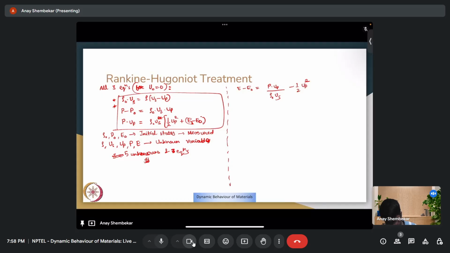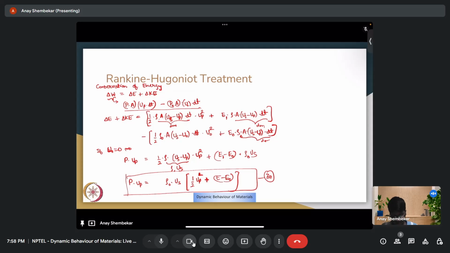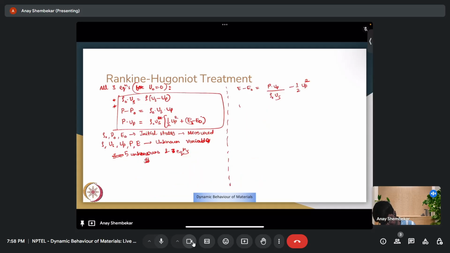So if we look back at our conservation of energy equation, we have E minus E naught. We can rewrite it as P into UP upon rho naught US minus half UP square. If we write UP equal to P minus P naught upon rho naught US, then you have E minus E naught equal to P times P minus P naught upon rho naught square US square, minus half P minus P naught whole square upon rho naught square US square.